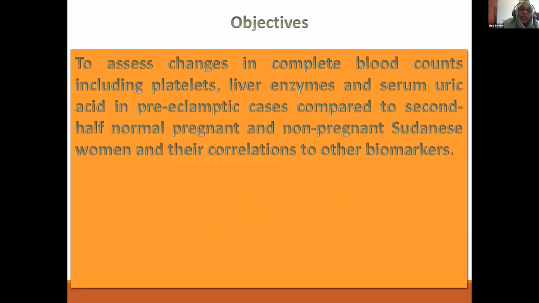The objective of this study was to assess changes in complete blood counts, including platelets, liver enzymes, and serum uric acid in preeclamptic cases, compared to second half normal pregnant and non-pregnant Sudanese women, and their correlations to other biomarkers.